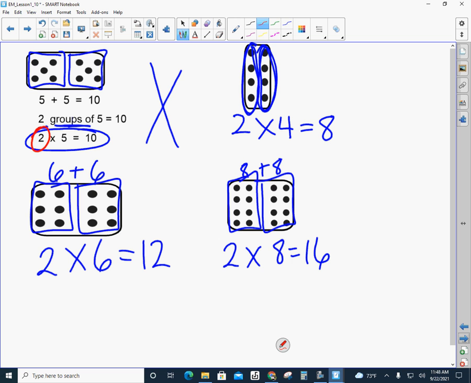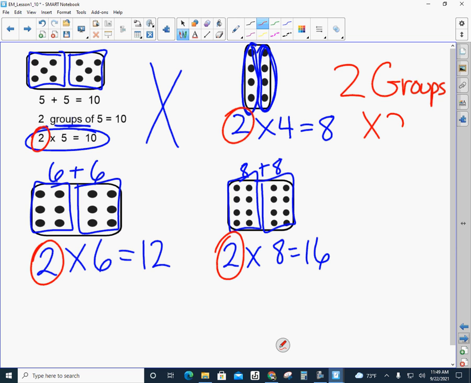Hopefully you notice that each one of those problems has the number 2. We call this a factor in multiplication, and we'll learn more about that as the year goes on. Each one of these problems had a 2 in it because every single one of them, we said, was 2 groups. These are multiplication problems that are our times 2 facts. And times 2 facts are going to be very, very easy for us to memorize right away in the year because they're just doubles facts.